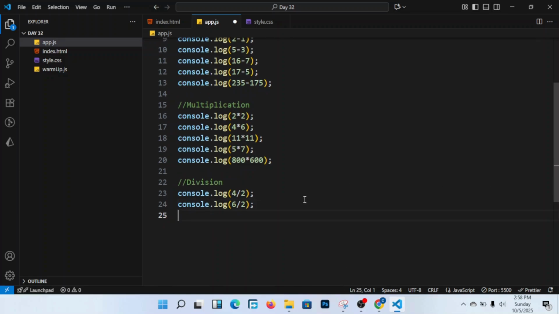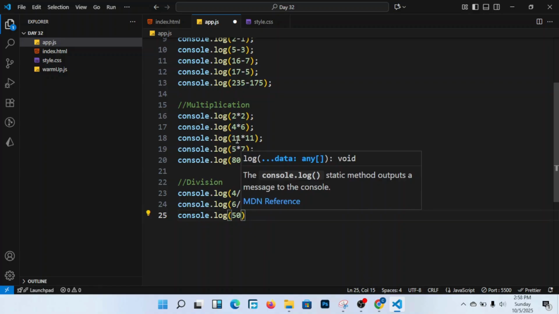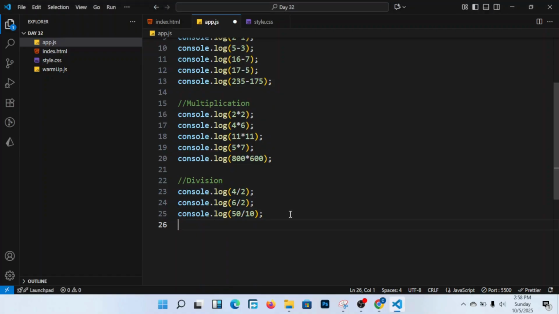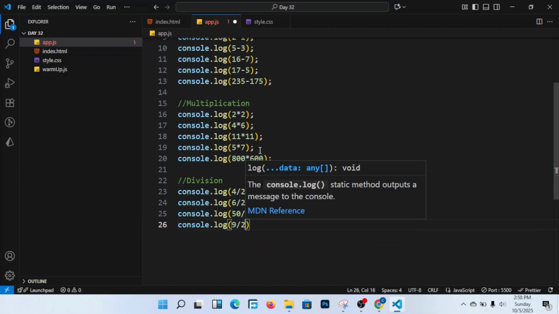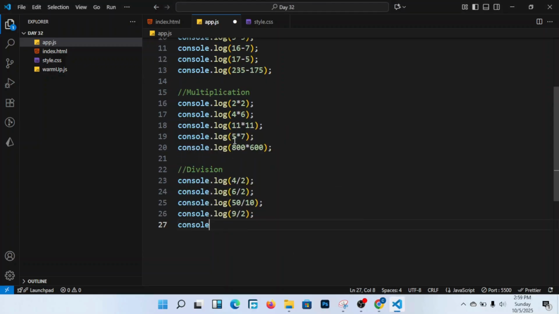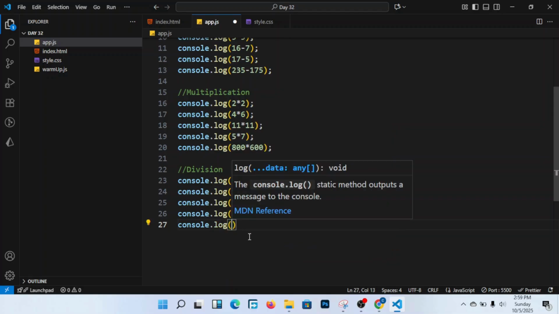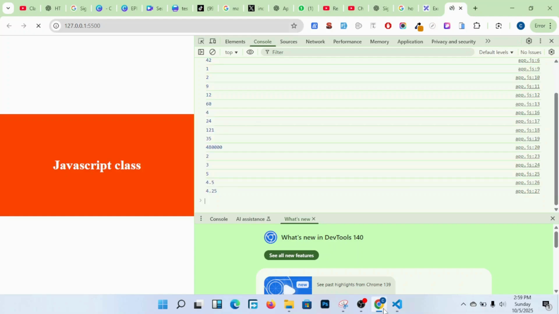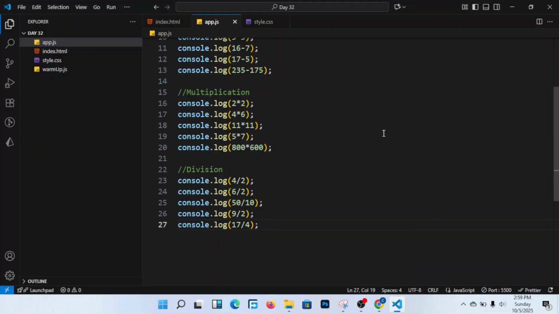Then I come here and say console.log. And I come and say 50 divided by 10. Which answer does it give me? 5. Okay, it's there. So I come here like this and I say console.log. Then I come and say 9 divided by 2. Which answer is it going to give me? 4.5. You see here? 4.5. So then I come here and say console.log. I come and say 17 divided by 4. Which answer is it going to give me? 4.25. You see? So members, this is how we divide.